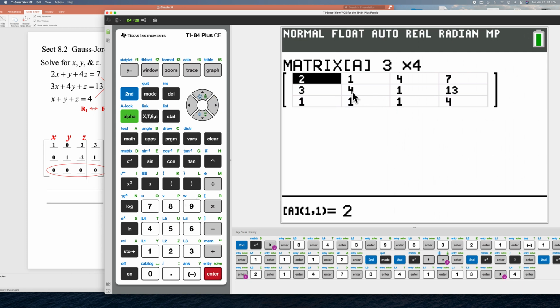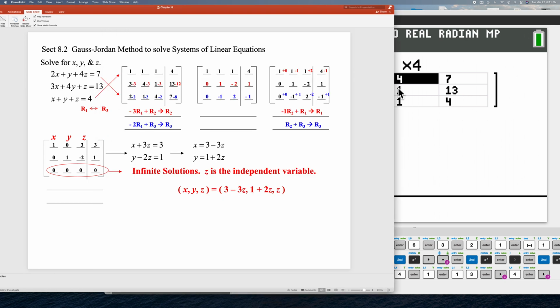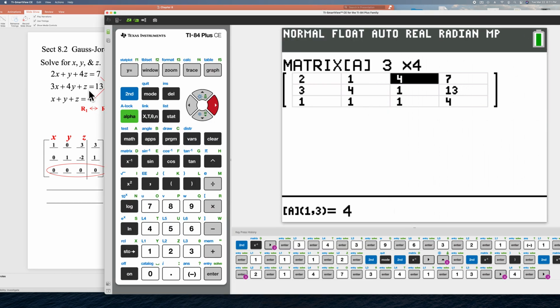Enter. Now, another thing that you should get good practice doing is, because you entered them in rows, double check by columns. 2, 3, 1. Good. 1, 4, 1. 4, 1, 1. 7, 13, 4. Because if I accidentally typed in, say, this 4 right here wrong, everything below it and everything to the right in both columns is going to be wrong answers. Okay, so really make sure you got these right.